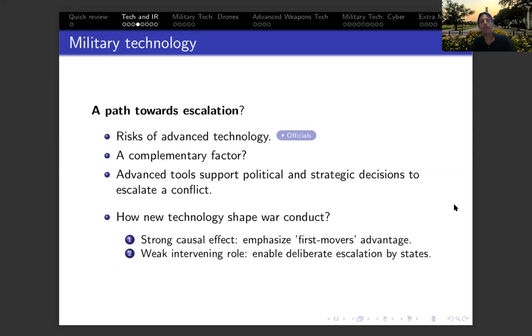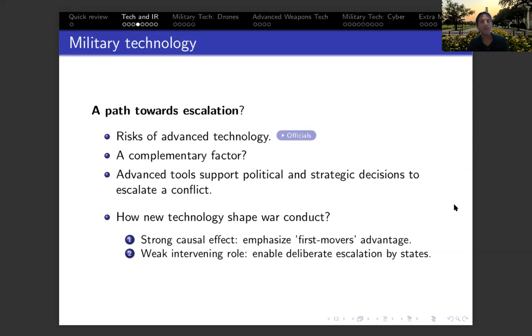One is just like those quotes have given us: a strong causal effect. So emerging technologies can cause different types of escalation because they emphasize the advantages for what are called first movers. Once you have that technology, you have advantages to execute an attack first. And we can think about it in the context of the security dilemma. If I have this technology and my rival doesn't have it, I have incentives to use it before the rival is able to obtain that technology and then create a balance of power. That's part of the security dilemma.